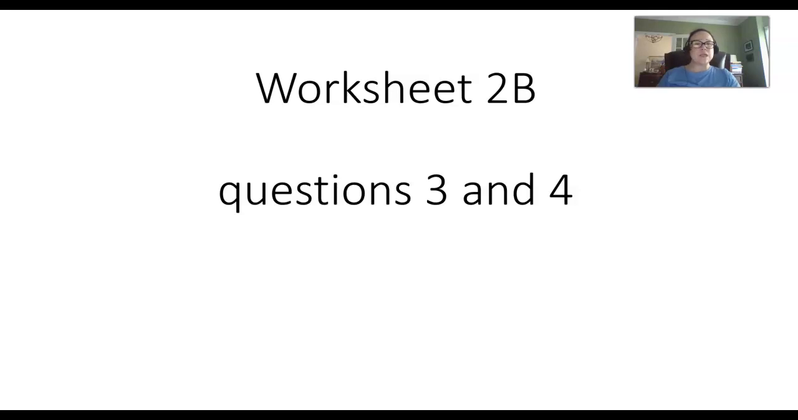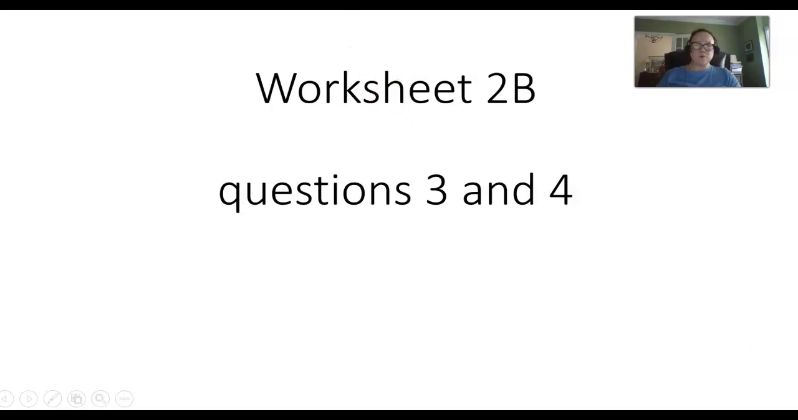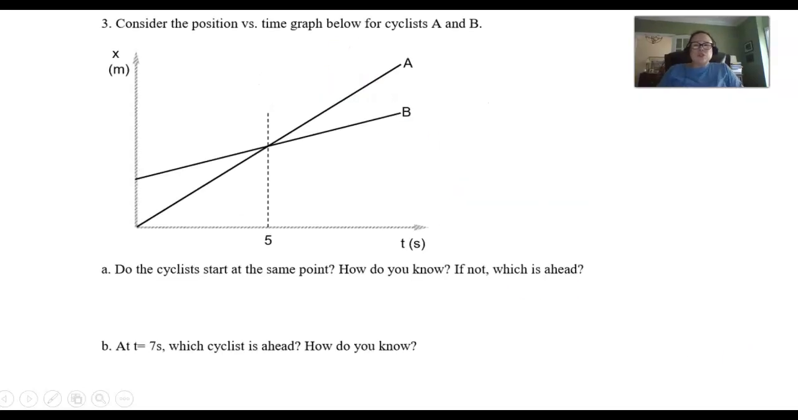This webcast looks at Worksheet 2B, questions 3 and 4. So question 3 gives us a position versus time graph that is showing the motion of two people on bicycles, cyclist A and cyclist B. And we've got several questions that we want to try to answer using this position versus time graph.